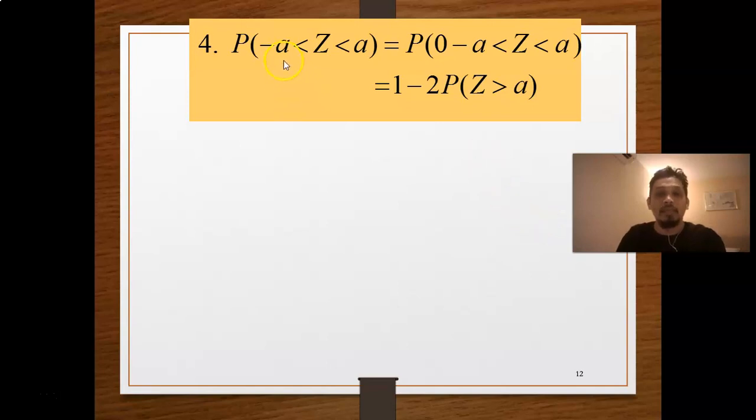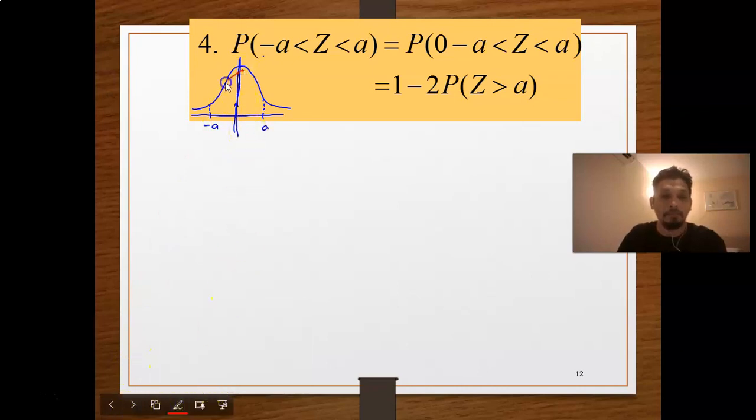Okay, so now it's from negative A to A. Just imagine that this is the middle, the mean equal to 0. So there is a negative A here and also A. Imagine that half of this is between negative A and 0, and another half is from 0 to A. These two areas on either side of the middle line are equal. That's why we come up with 1, the whole area, minus 2 times the probability of Z greater than A.